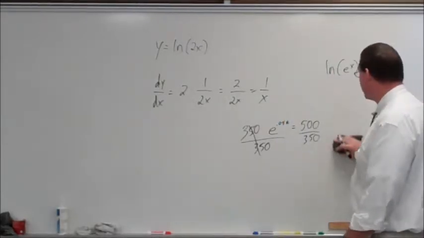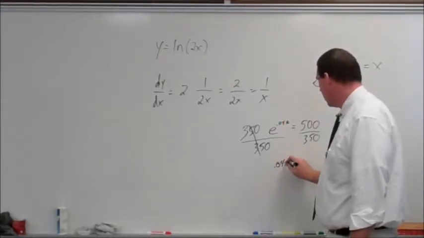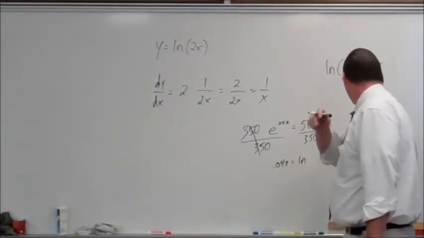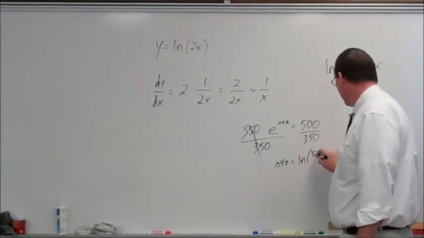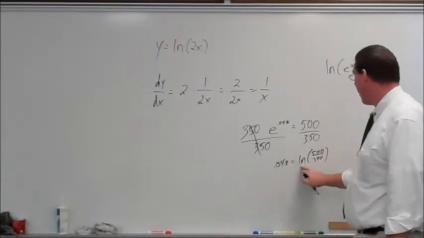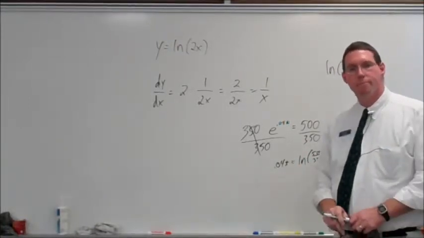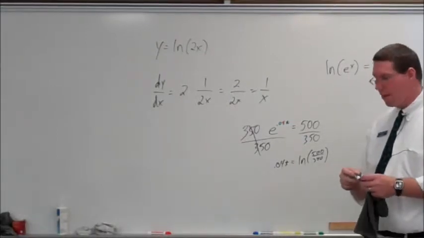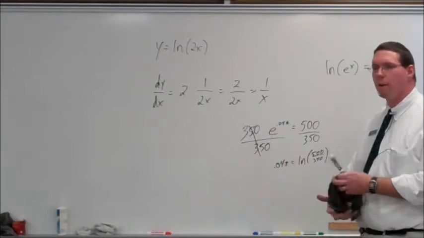So now the question becomes 0.04t is equal to the natural log of 500 over 350. So you can see that natural logs answer the question of how long until. Isn't that neat? And it's not just natural logs, it's all logarithms. Log base 2, log base 10, log base 7, whatever.